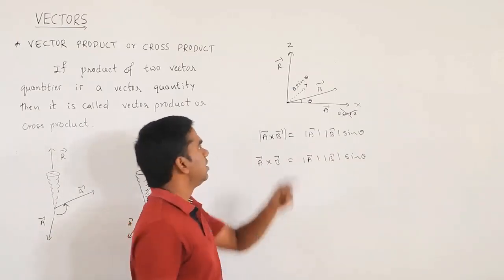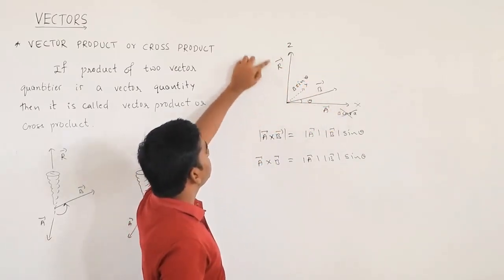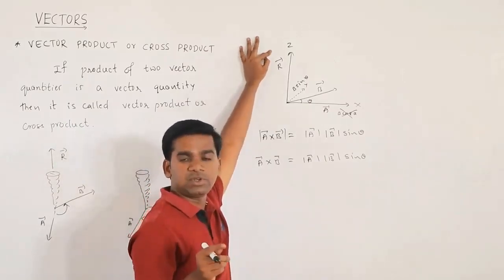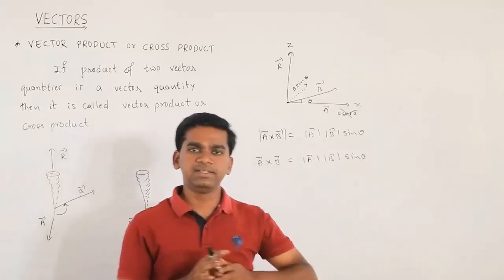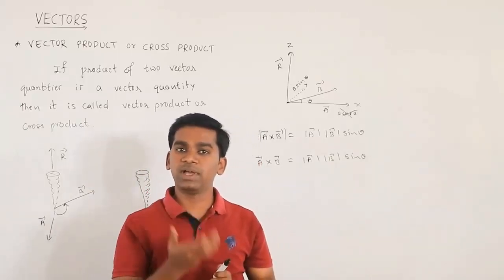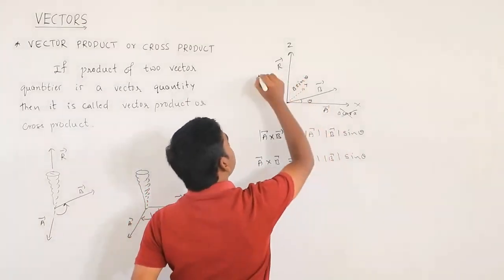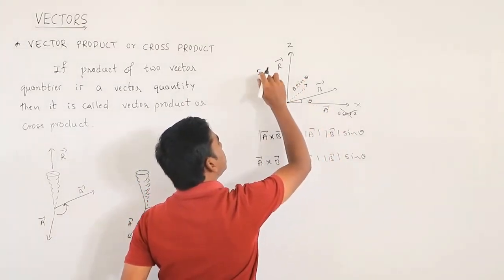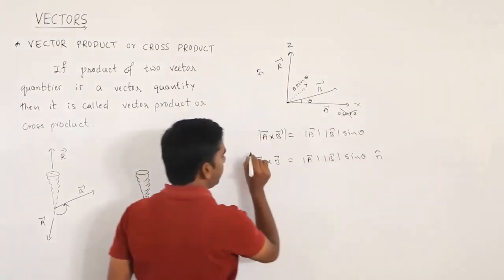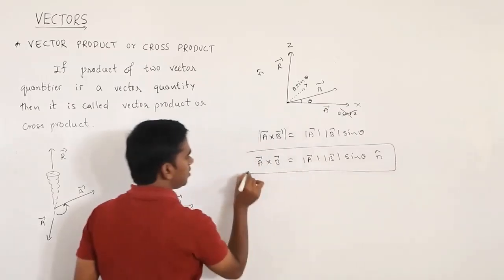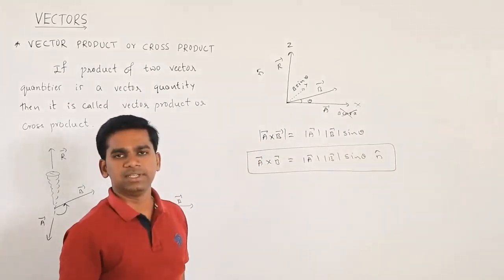I, J, K. Here I have written Z, Y, so X. The resultant is along Z. Z means you have to take K cap. But I have written that, but in general we don't know whether it is along X or Y or Z. So that is why in general I will take it as N cap. Okay, so this I have to write N cap. Remember, you should not forget to write N cap. If you do not write N cap, it is going to be wrong.